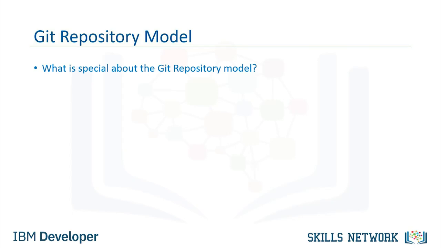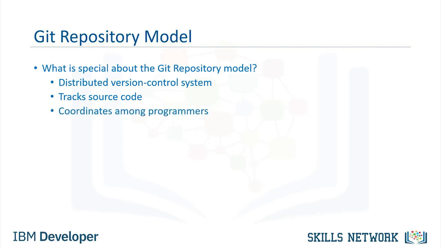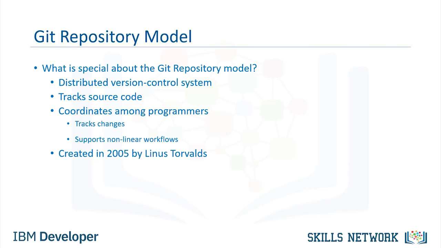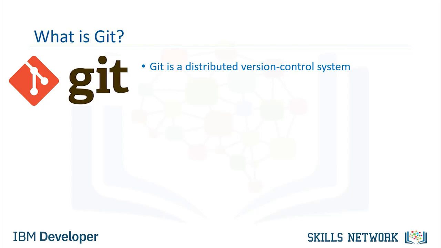What is special about the Git repository model? Git is designed as a distributed version control system, primarily focused on tracking source code during development. It contains elements to coordinate among programmers, track changes, and support nonlinear workflows. It was created in 2005 by Linus Torvalds for distribution of Linux kernels. Git is a distributed version control system that is used to track changes to content. It serves as a central point for collaboration with a particular focus on agile development methodologies.